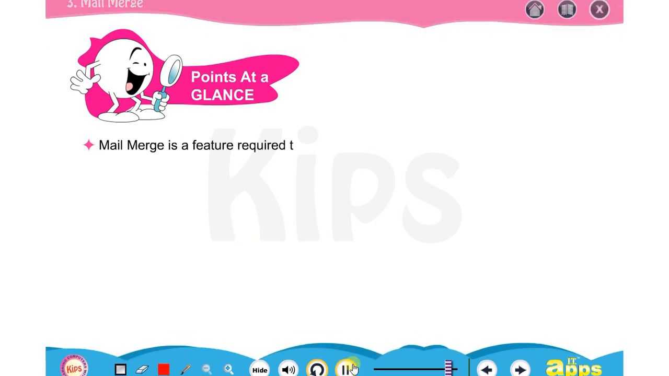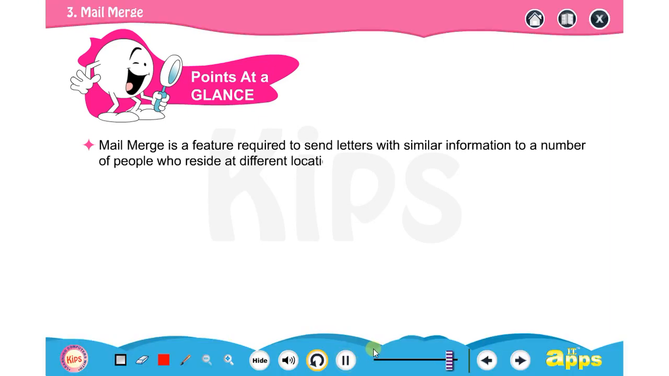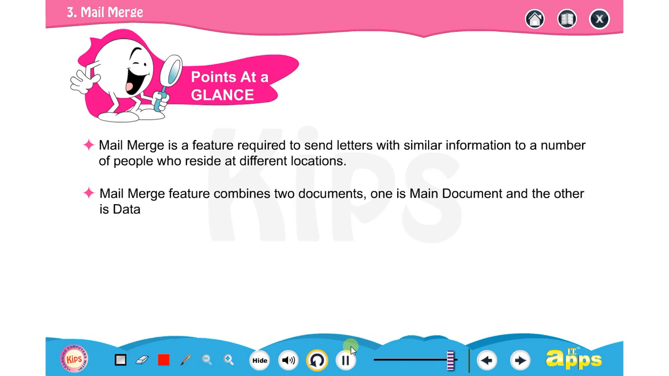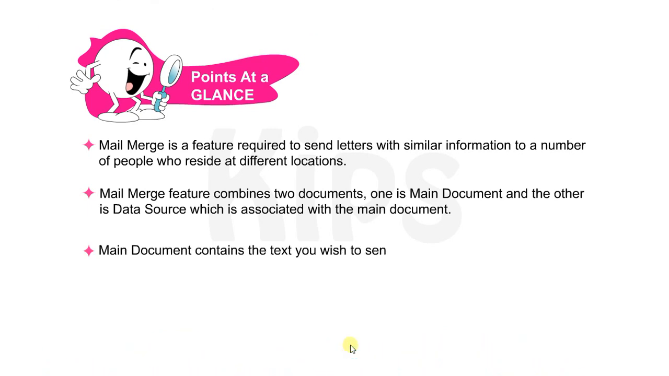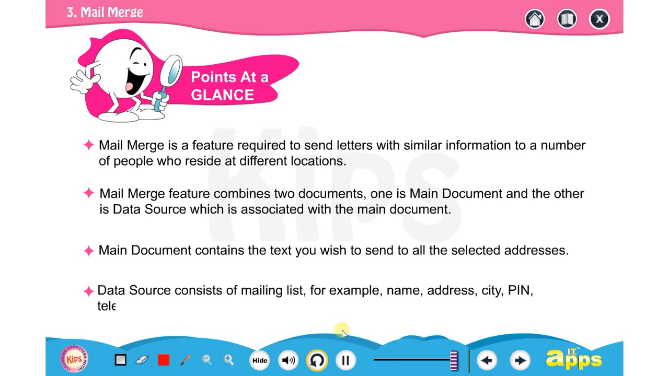Mail merge is a feature required to send letters with similar information to a number of people who reside at different locations. Mail merge feature combines two documents. One is main document and the other is data source, which is associated with the main document. Main document contains the text you wish to send to all the selected addresses. Data source consists of mailing list, for example, name, address, city, PIN, telephone number, etc., which is inserted into the main document.